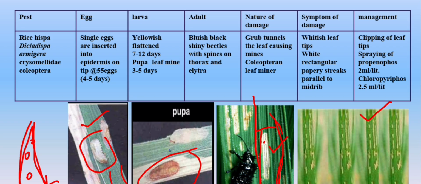And coming to the management, as I have told you, these eggs are laid on the tips of the rice leaf. So clipping of the leaf tip is the management practice for rice stem borer as well as rice hispa, because the eggs are laid on the tips of the leaf. And spraying of profenofos 2 ml per liter or chlorpyrifos 2.5 ml per liter.